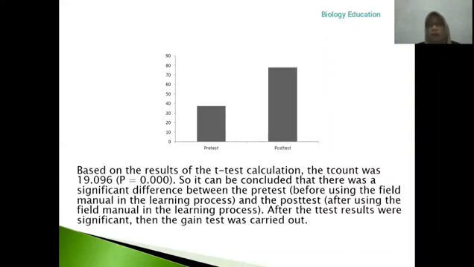So it can be concluded that there was a significant difference between the pre-test or before using the field manual in the learning process and the post-test, or after using the field manual in the learning process. After the t-test result was significant, then the gain test was carried out.